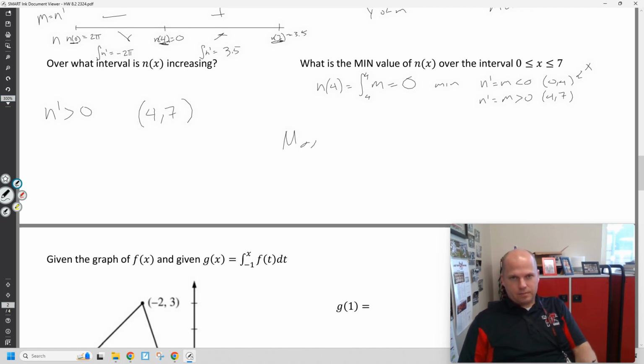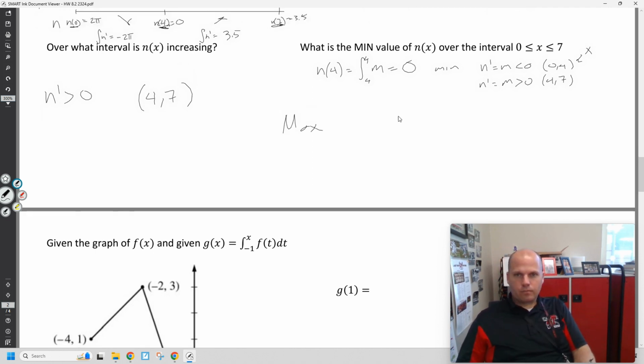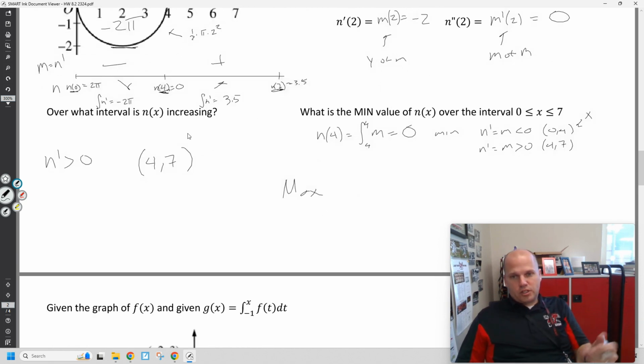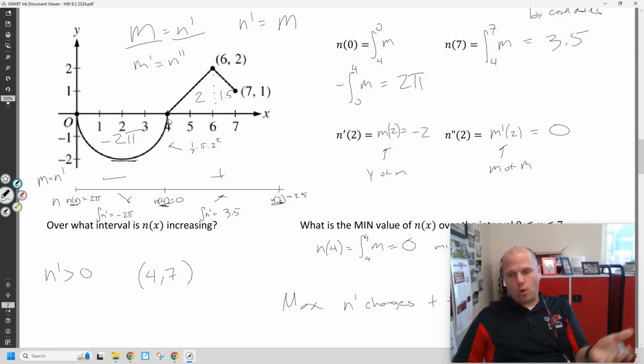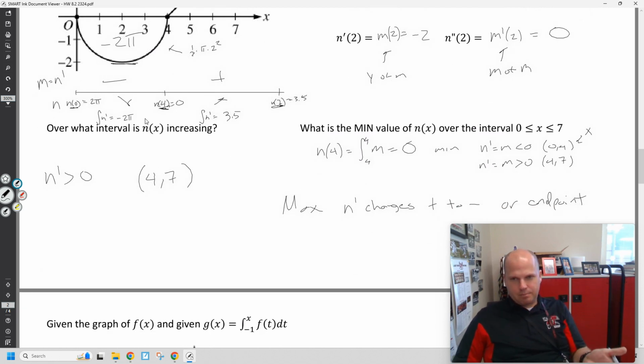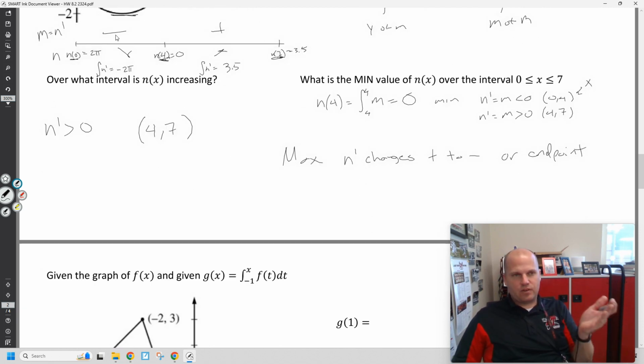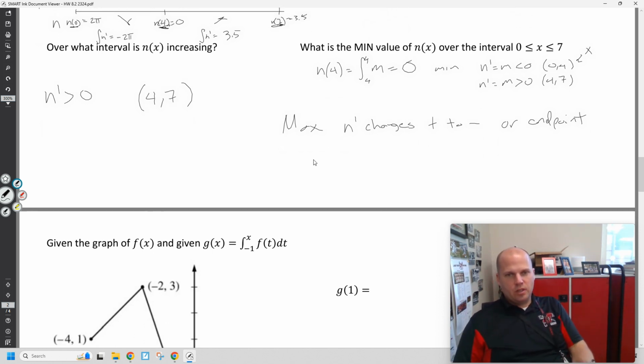Now, max. You could say a max is when n prime changes sign from positive to negative. I'd write that out for the test. Or an endpoint. This eliminates 4 from being a candidate for the max because it doesn't change sign from positive to negative. It changes from negative to positive, which means you only have to check your endpoints. You check n of 0, 2 pi. You check n of 7, 3.5.